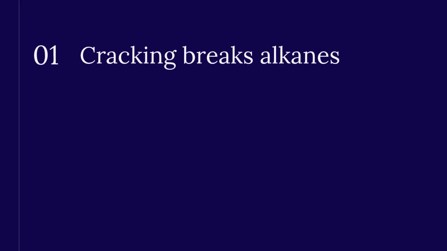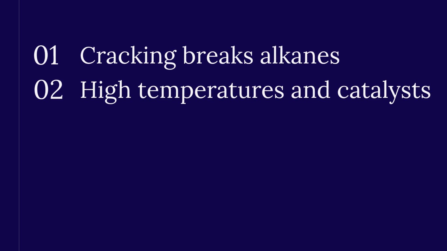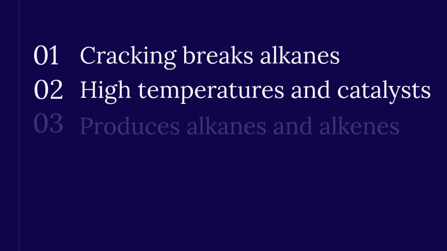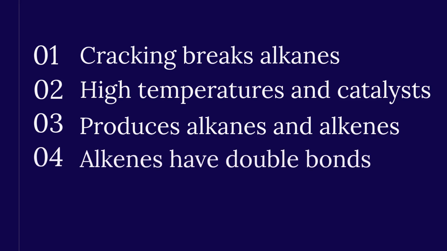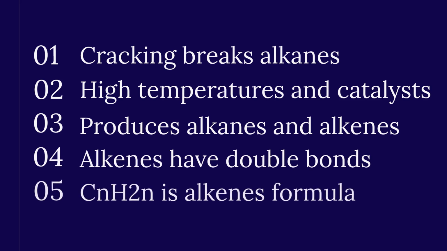Cracking breaks down long-chain alkanes into smaller, valuable molecules. This process involves high temperatures and catalysts. It produces short-chain alkanes and alkenes, essential for fuels and plastics. Alkenes, unsaturated hydrocarbons with double bonds, are more reactive than alkanes. Their general formula is CnH2n, and they are crucial in chemical synthesis.